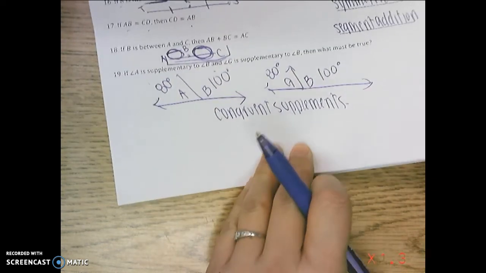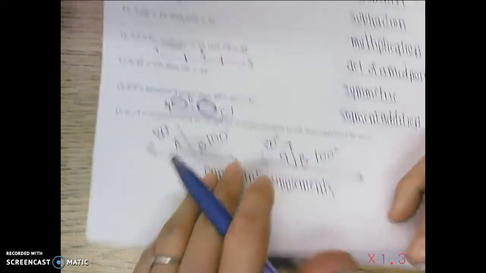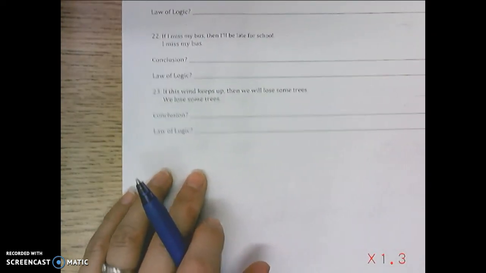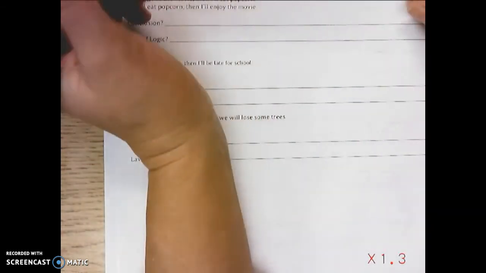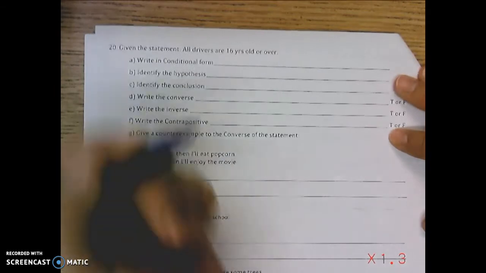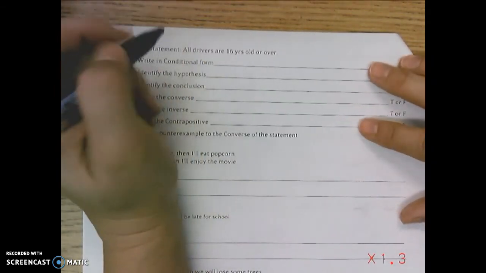All right, so that's number 19. We'll move along to number 20, and we're going to write the conditional form. Remember, the conditional form is just putting something into an if-then.